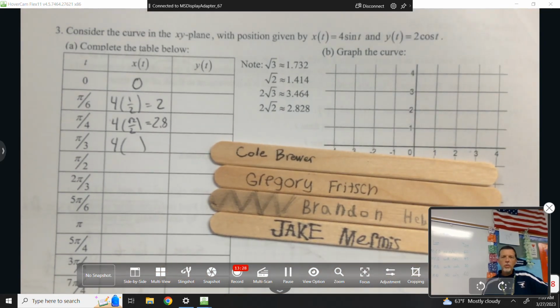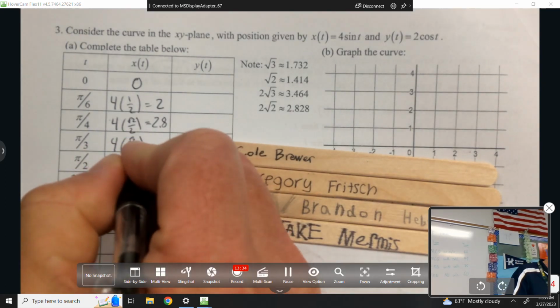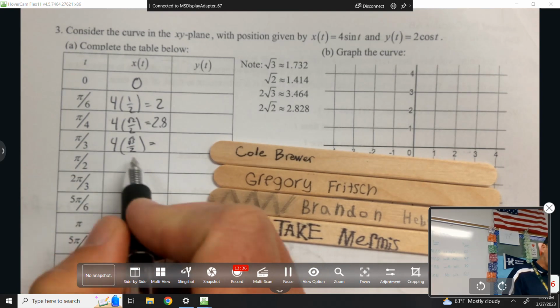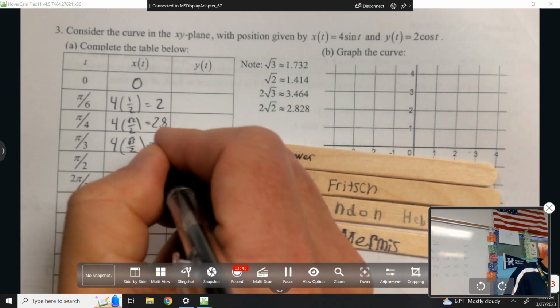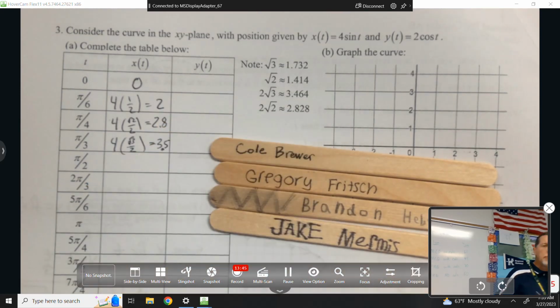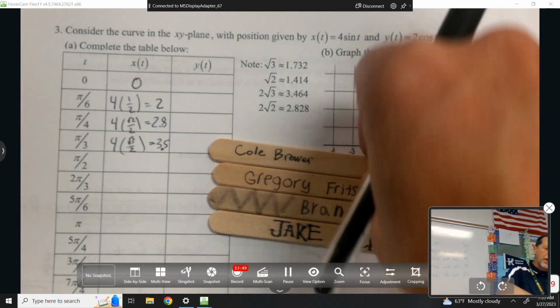Cole, 4 sine pi over 3. So what's the sine of pi over 3? Root 3 over 2. So again, the 4 and 2 reduce to 2. That gives me 2 root 3, which they tell me was 3.5. Again, I don't need all those decimals when it comes to graphing. There's no way I could be that accurate anyway.